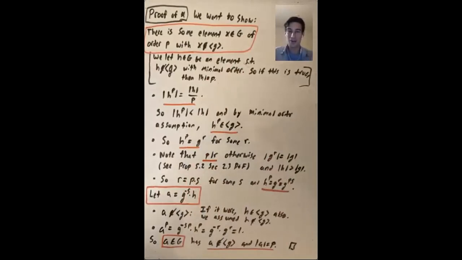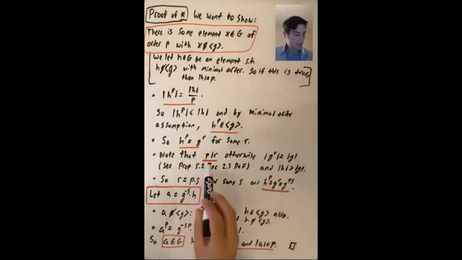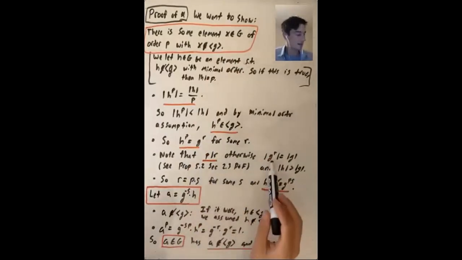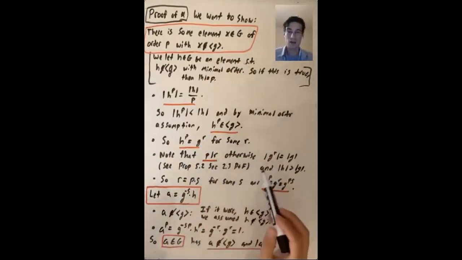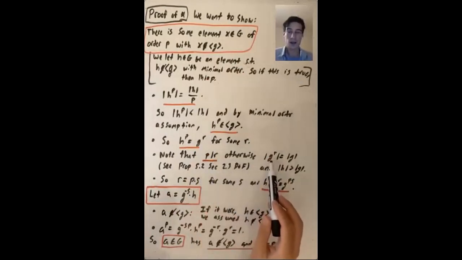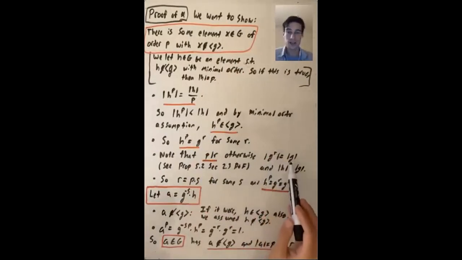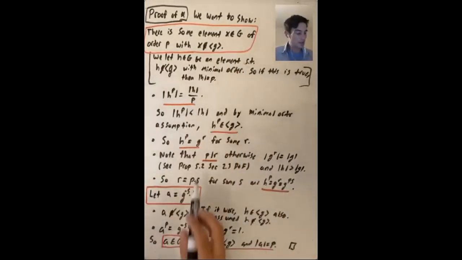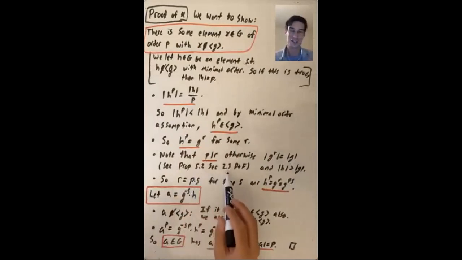Okay, what can we say about R? It must be true that P divides R, because otherwise, the order of G is some power of P. If this is not true, then R is relatively prime to the order, and the order of G to the R is the same as the order of G. So where does this come from? If you don't remember these kinds of facts, you can look at proposition 5.2 in section 2.3 of Dummit and Foote on cyclic subgroups.